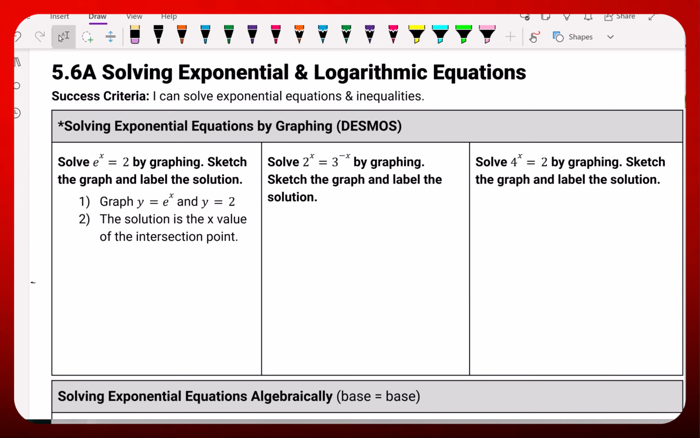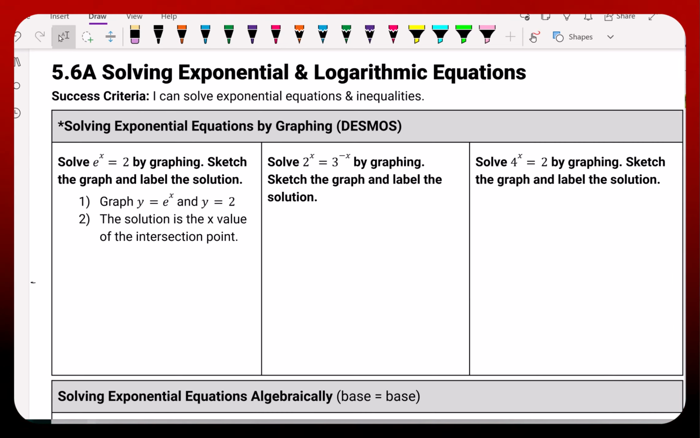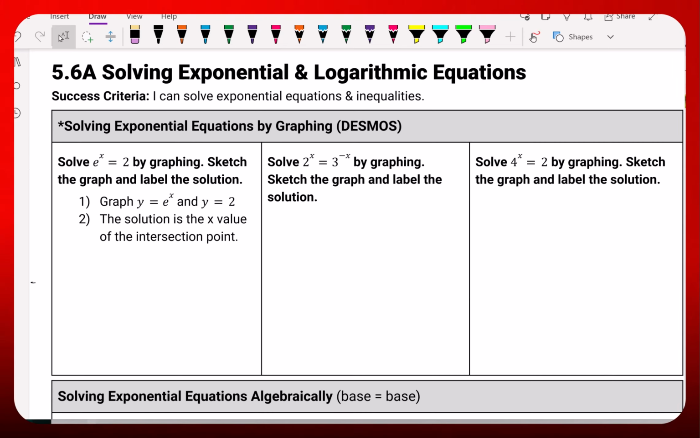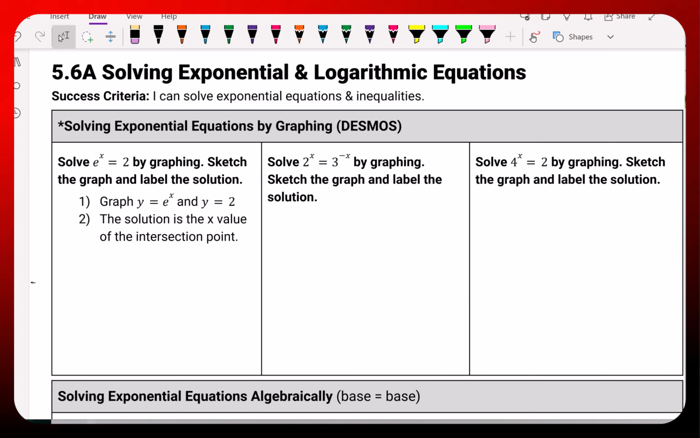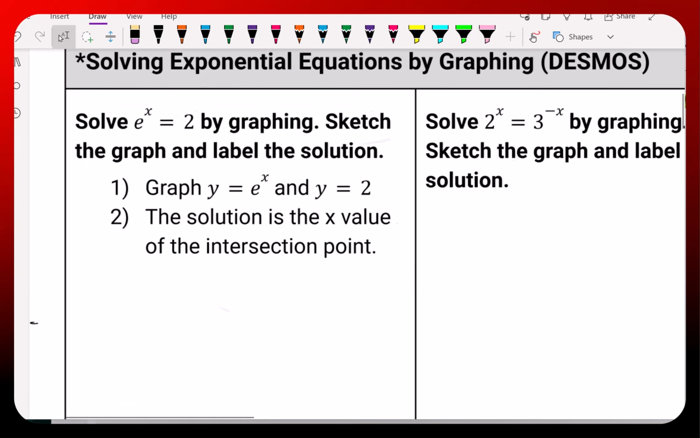Now, just a quick and friendly reminder, just make sure that you're not being dependent on Desmos. This is just a good trick to use whenever it is available to you. So let's start out with number 1.